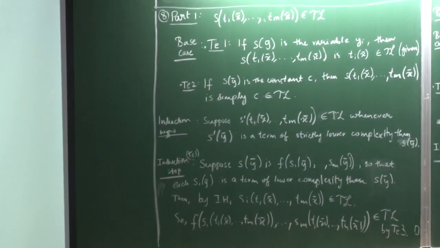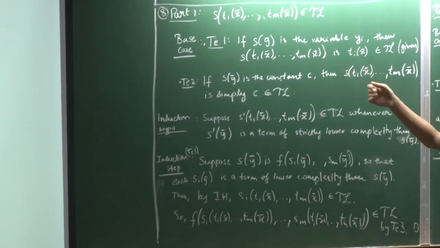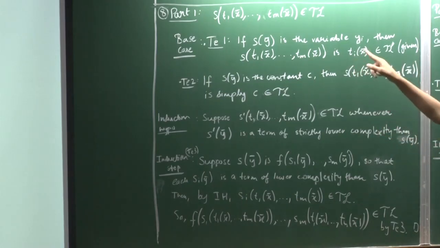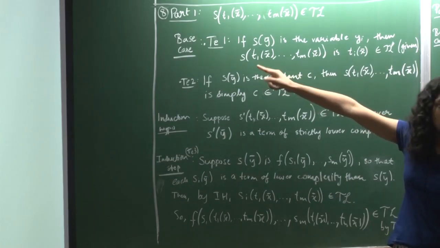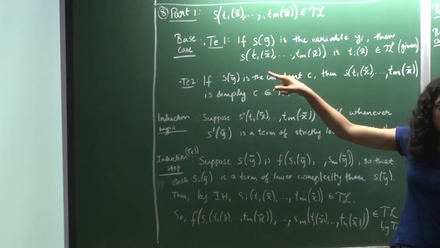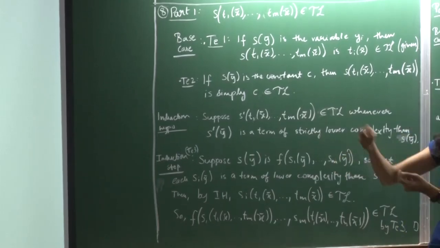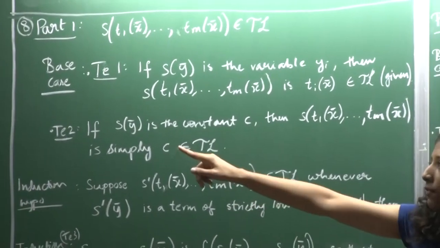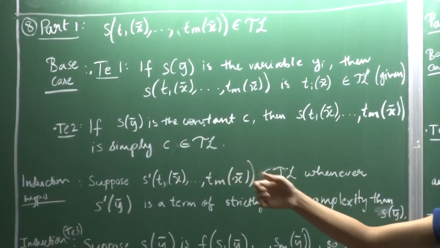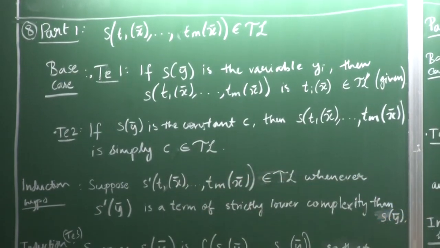When you're doing induction on terms, your base case will consist of TE1 and TE2, and your induction step will be TE3. TE1 talks about the variables. If S(ȳ) is simply the variable yi, then applying it to any number of variables is a projection. It gives you the ith component, Ti(x̄), which you are given is a term. On the other hand, if S(ȳ) is a constant, then whatever input you give it, it's the same constant, which is also a term by definition of terms.